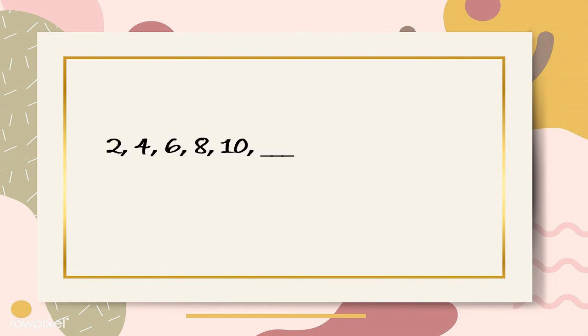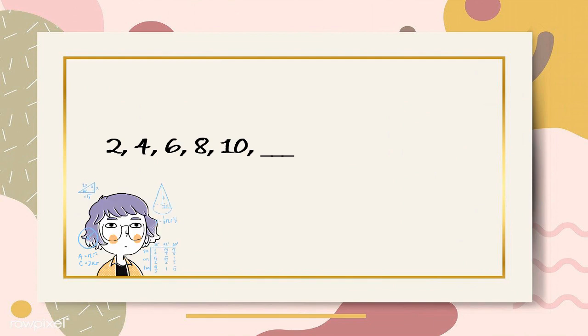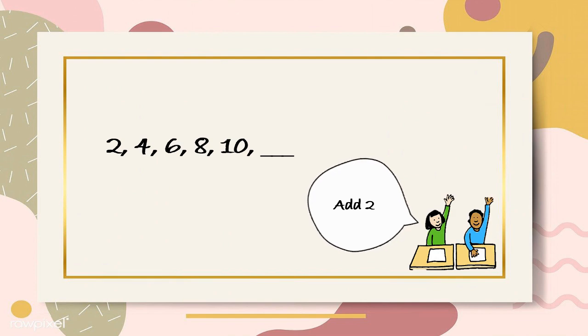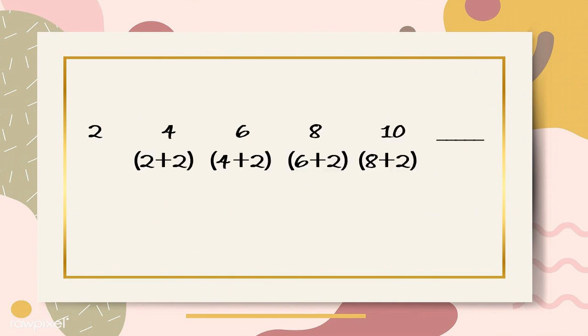Let's try to look at this set of numbers. 2, 4, 6, 8, and 10. What do you think is the next number? What have you observed? Is there a pattern? Yes, that is correct. You obtain the next number by adding 2 to the previous term. So it follows that to get the next term, we have to add 2 to 10, and that would be 12. So the next number in the set of numbers is 12.